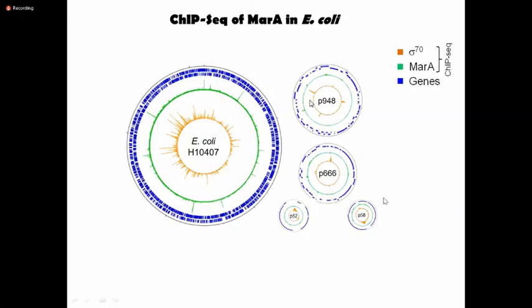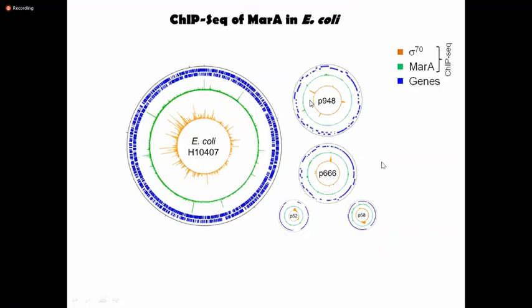So in this map, you can see here in blue the reverse and forward strand genes, and the green is the MAR-A binding data. Orange is the RNA polymerase binding data. And all the peaks, which you can see here, denote the binding sites.